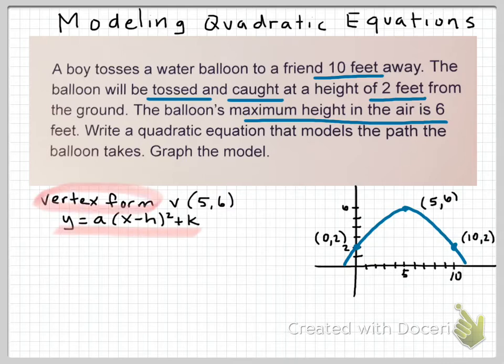So here's the formula for vertex form. y = a(x - h)^2 + k. And we call that vertex form. Some books call it graphing form. And we know that the vertex is going to be (5, 6). So 5 is h and 6 is k. And all we've got to do is just plug it into that equation.